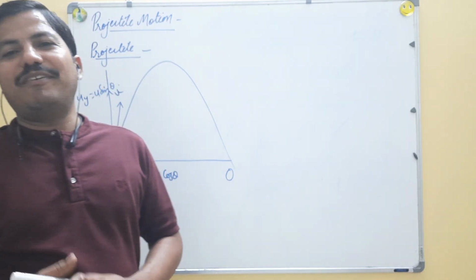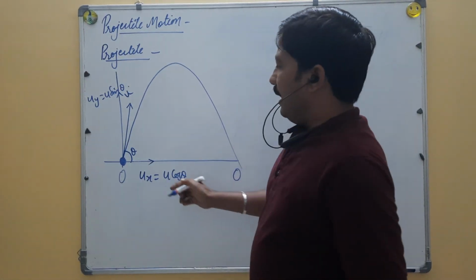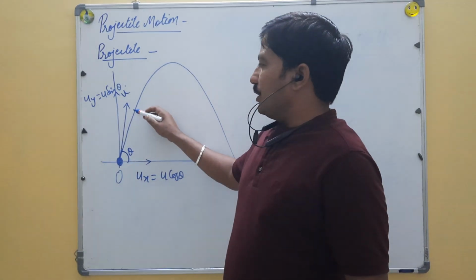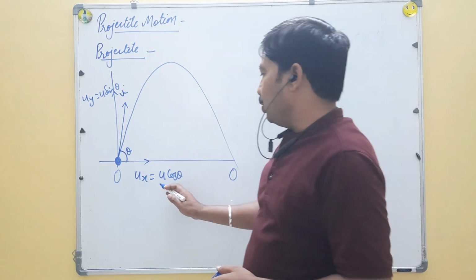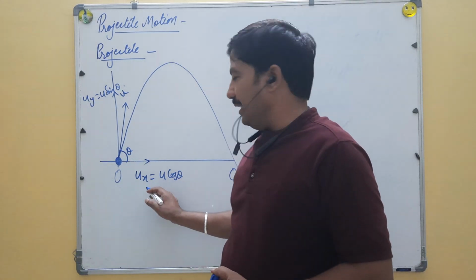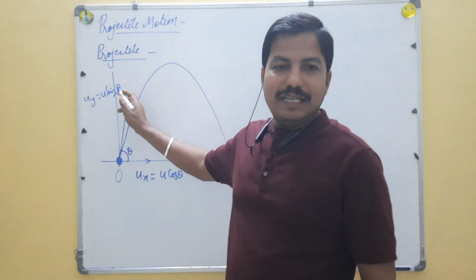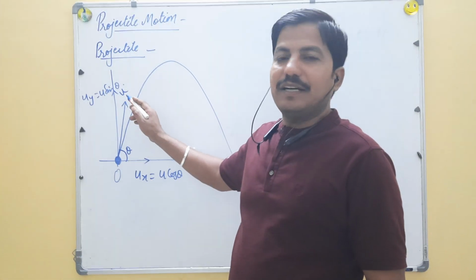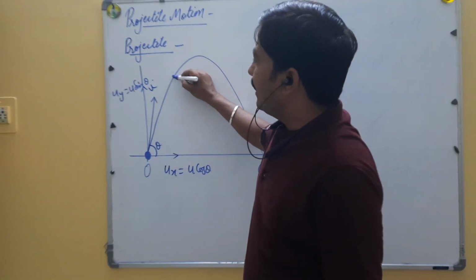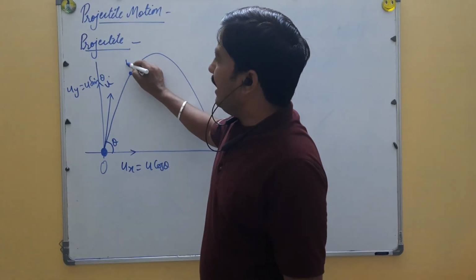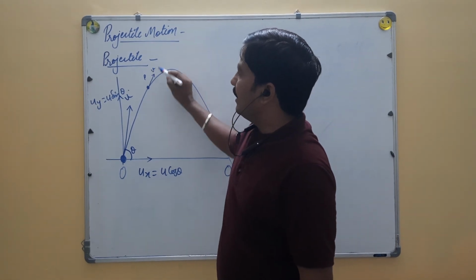Friends, now we will find out the equation of projectile motion. At the origin, the projectile has initial velocity u. It has two components: ux along the horizontal direction, which is u cos theta, and uy along the y direction, which is u sin theta. Now suppose this projectile reaches point P and has final velocity v.